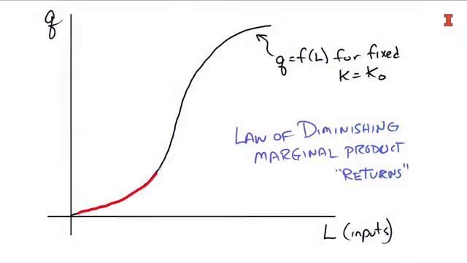Here, this part of the curve was a region where there's actually increasing marginal returns. It's quite common in a production function. Think about if you were building cars on an assembly line.